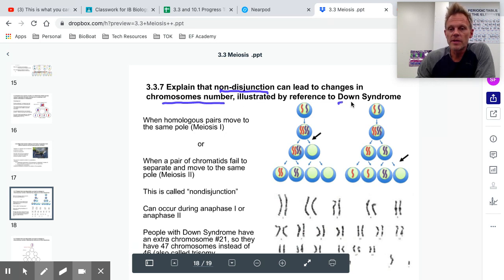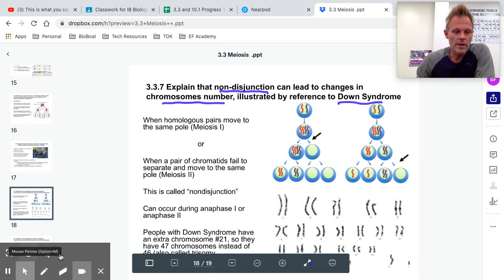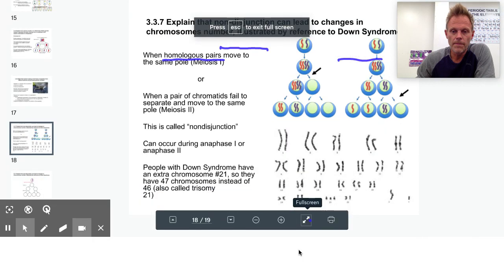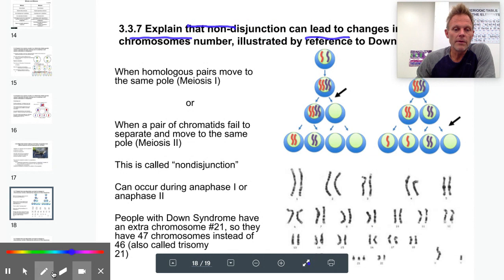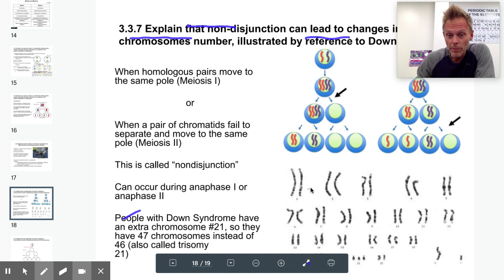And we know this because we can see this in Down syndrome. If you remember when we were doing karyotyping and we were looking at different chromosome numbers, like homologous chromosome numbers, similar banding patterns, one of the abnormalities is when we have 3 chromosome number 21s, and that is called Down syndrome, right? So what we need to do is be able to explain how that happens.